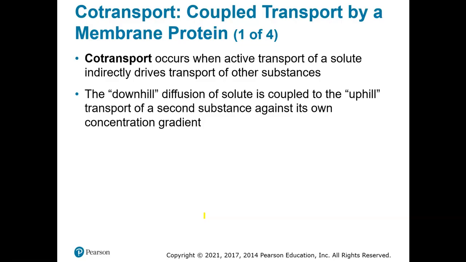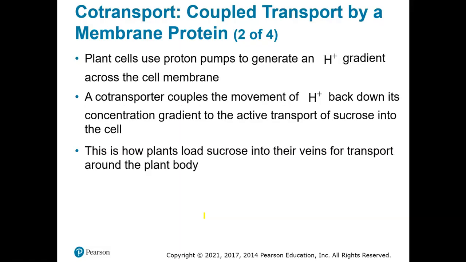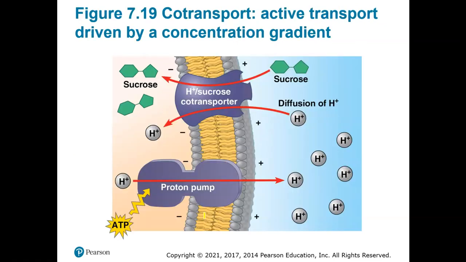Sometimes transport occurs with 2 substances at one time, and that's called co-transport. Here is an example of a hydrogen ion sucrose co-transporter. So the proton pump keeps the concentration of hydrogen ions high outside the cell. And then when they move back into the cell by diffusion, sucrose is able to move back in as well. That's co-transport of sucrose and hydrogen ions.